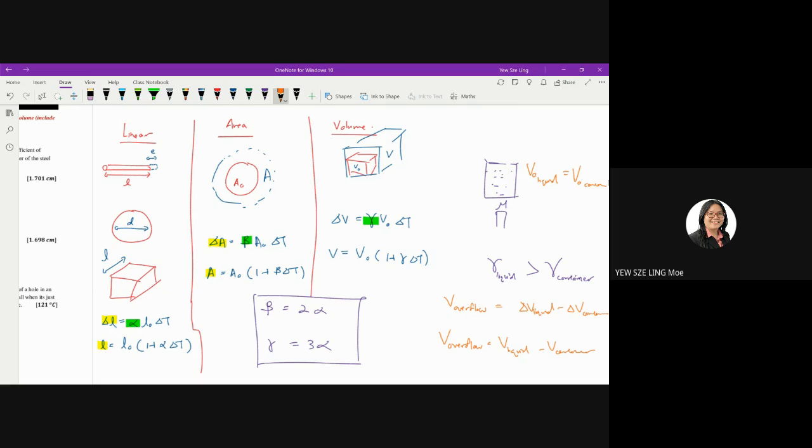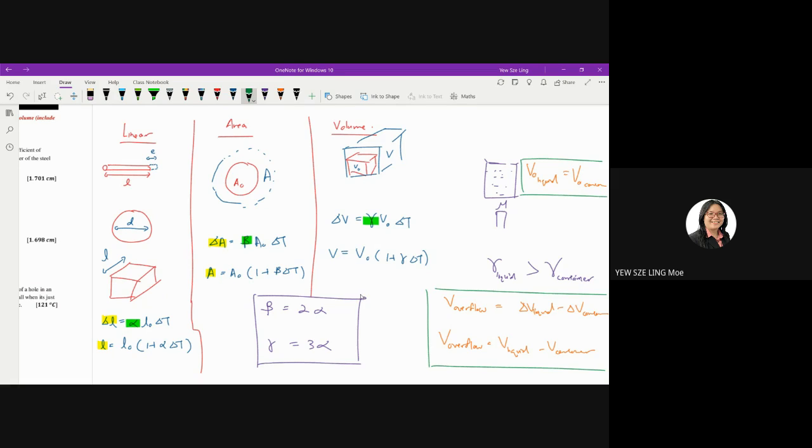Initial volume dia akan sama. Then how to calculate overflow? You have two methods. You can either use the change in the volume, or you can use the final volume to calculate the overflow. You will get the same answer if you have the same initial value. Alright, sekiranya initial tak sama, then you need to think a bit. You need to think a little bit on how to calculate the overflow volume.